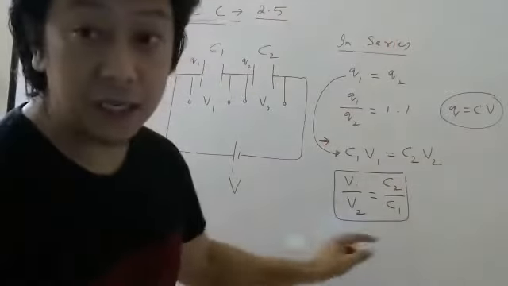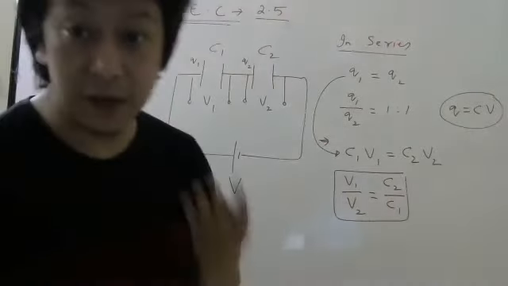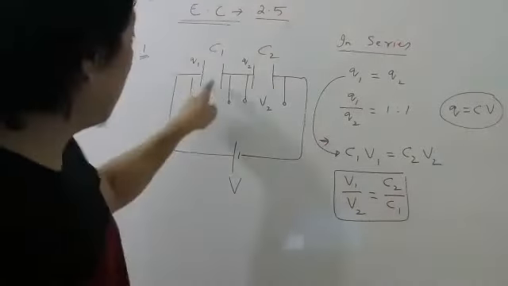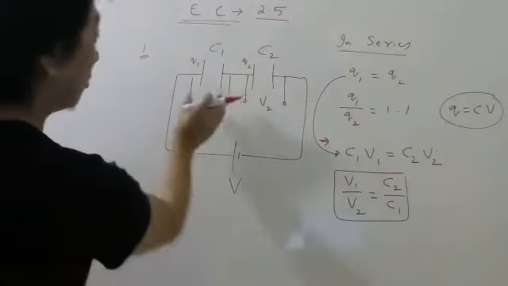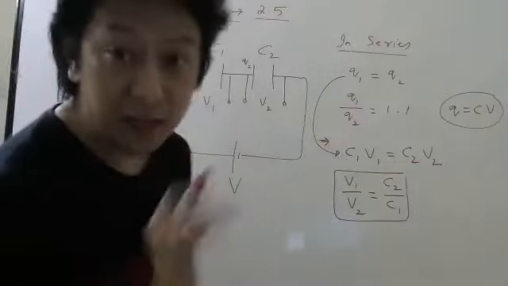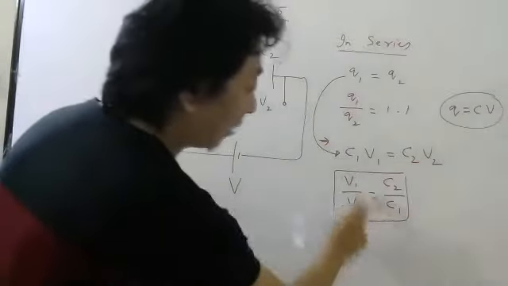Voltage will divide in inverse ratio of capacitance. Of course, if capacitance was also the same, C, if these two are also the same, then in that case voltage also will be the same. But generally capacitance may not be the same. So in that case voltage will divide according to this ratio.